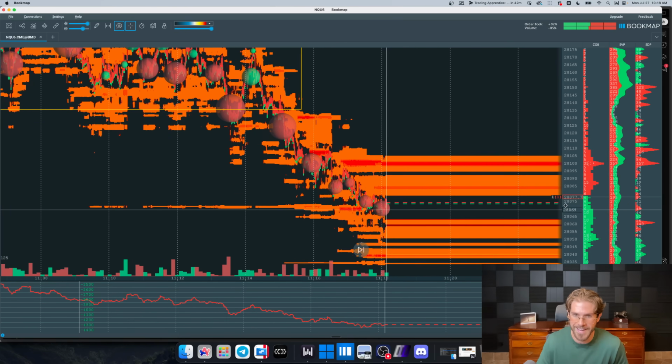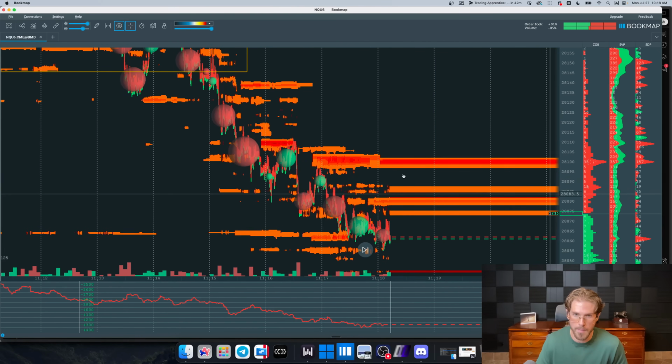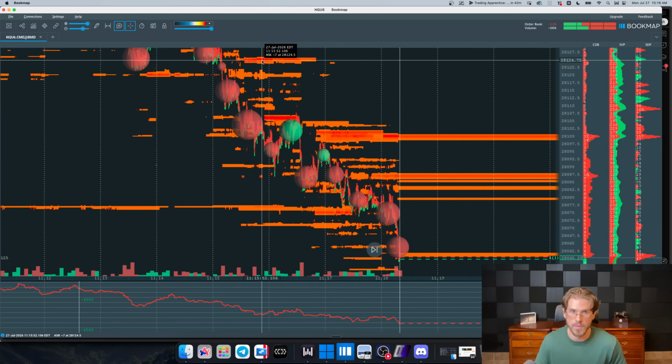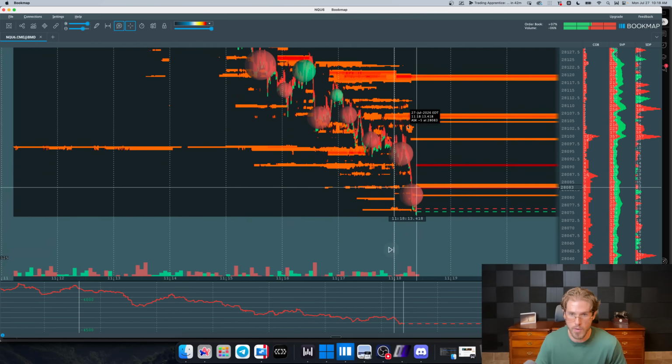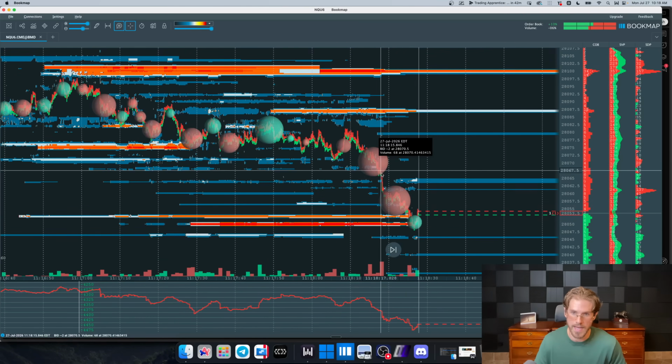Another thing too, to narrate this and give you guys an idea of where my mind is going. Notice how we're seeing a lot of passive sellers have limits here. They're dragging their limits down, moving their limits lower, moving their limits lower. This is the kind of price action we want to see to get a really strong one-sided move.